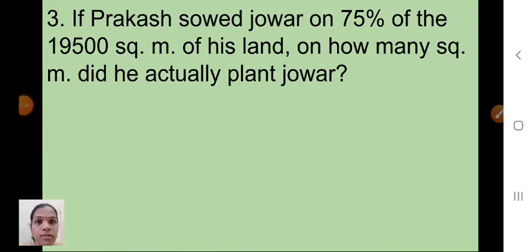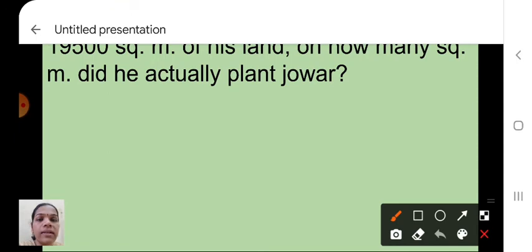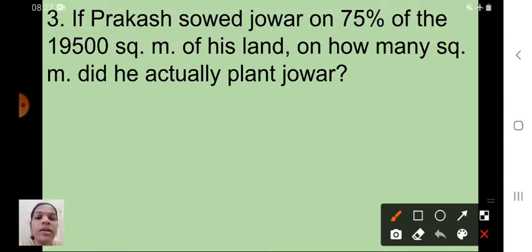See here, third question. If Prakash sowed Jowar on 75% of the 19,500 square meter of his land, on how many square meter did he actually plant Jowar? That we have to find. Okay, once again I will read here. Prakash sowed Jowar on 75% of the 19,500 square meter of his land.